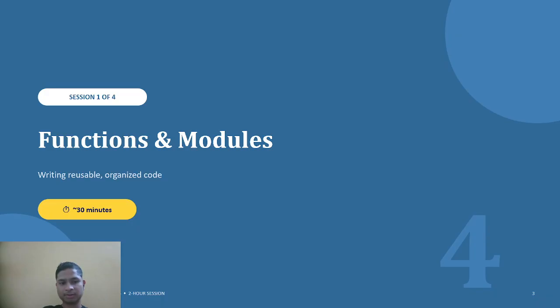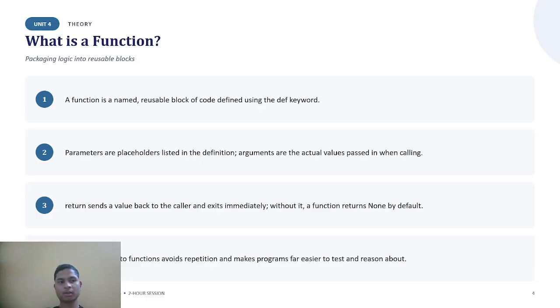When we talk about functions and modules, writing reusable and organized code is known as a function. Packaging of logic into reusable blocks is known as a function, and a function is a named, reusable block of code which is defined using the def keyword. Parameters are placeholders listed in the definition, and arguments are the actual values passed.